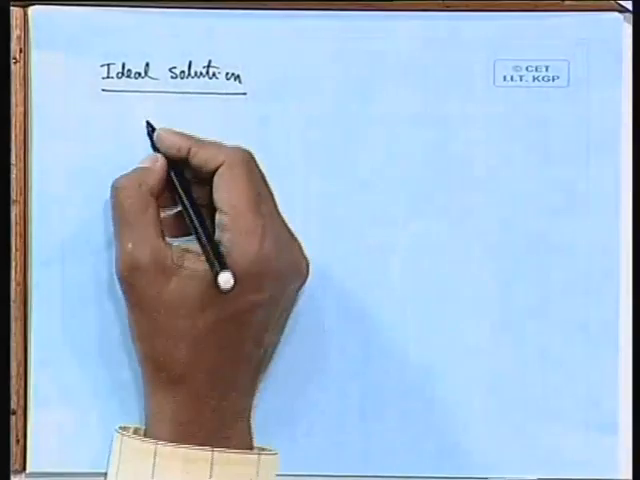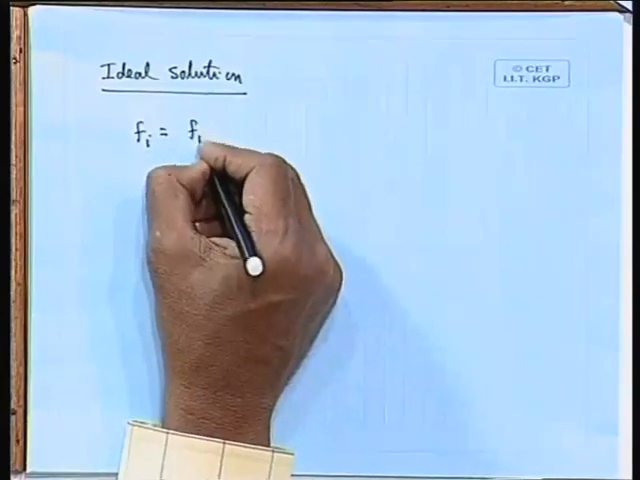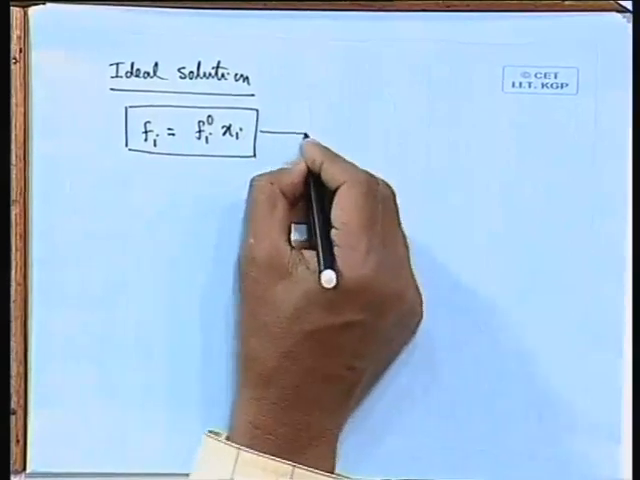A solution means a mixture of many components. A mixture of many components is known as a solution. That may be in the solid state, liquid state, or gas state. That means a mixture of real gases is a solution. A mixture of many liquids we can call a solution. Even a mixture of many solids we can call a solution. So a solution is a mixture of many components, and a solution is called an ideal solution when this expression is valid. This is the expression which defines an ideal solution.